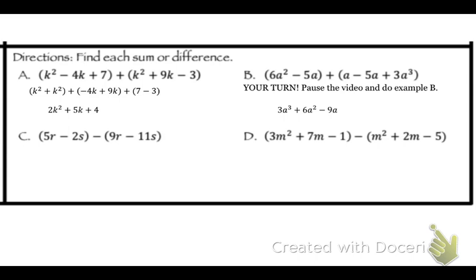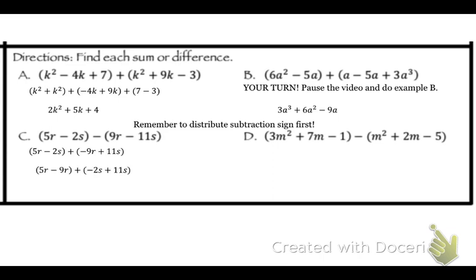Now for C, again, we have to distribute first. So that's going to be negative 9r plus 11s. Combine like terms. 5r minus 9r, negative 2s plus 11s. So that's negative 4r plus 9s. Okay, again, pause the video and do D. Remember to distribute that subtraction sign. And there's the answer once you're done.